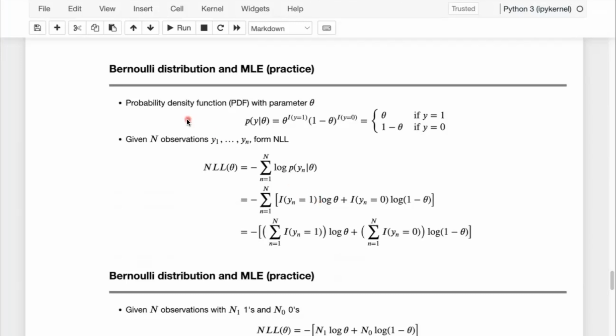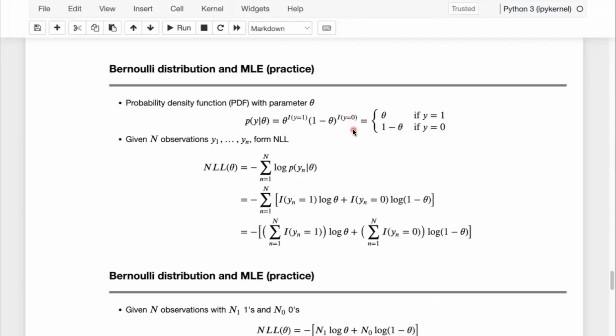So what is the probability density function with parameter theta for a Bernoulli? If y equals 1, that's theta, and y equals 0 is 1 minus theta. Since the sum of probabilities must equal 1, when you have theta for one, the other should be 1 minus theta, which means that we only have one parameter or degree of freedom. And usually in machine learning, we don't like functions that have multiple parts. That's difficult to work with.